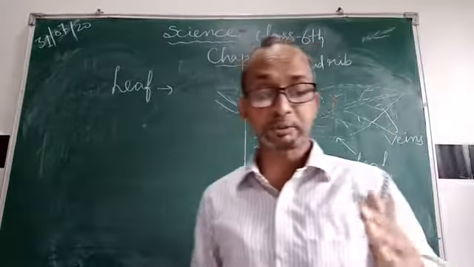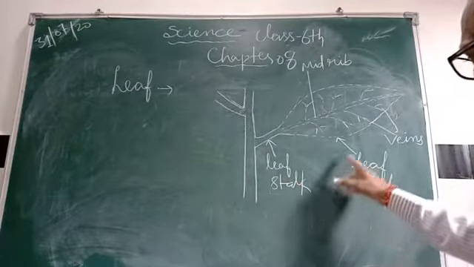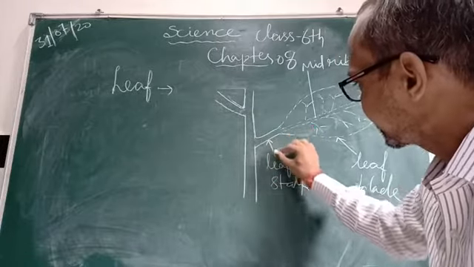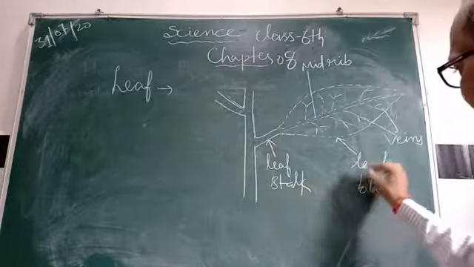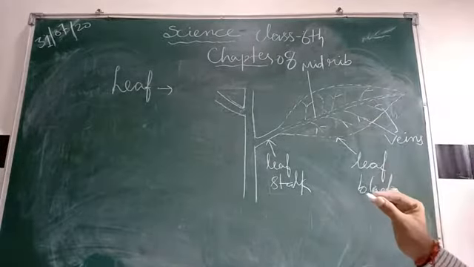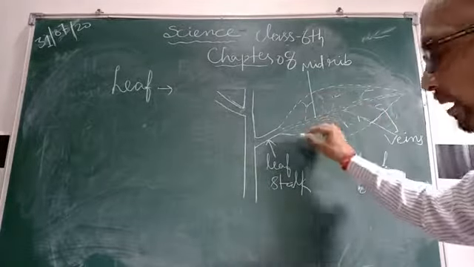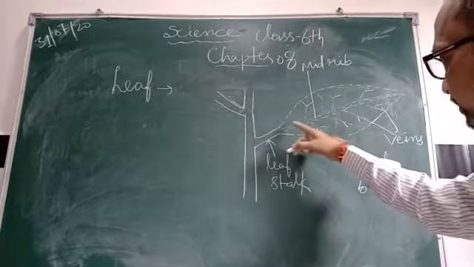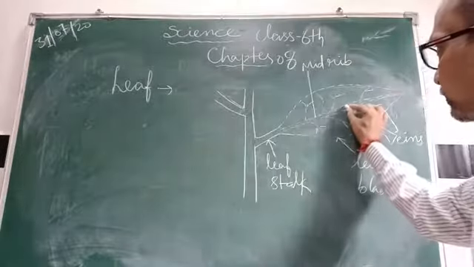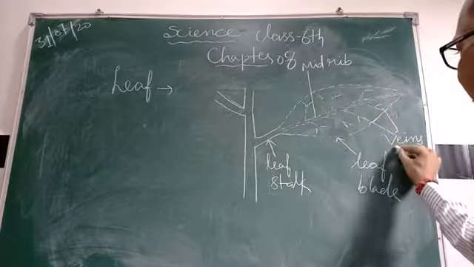So a leaf consists mainly of two parts. First, leaf stalk. Second, leaf blade. This part from the stem to here is called the leaf stalk, and this part is called the leaf blade, and this is known as the midrib. It is situated in the middle of a leaf. This is called the midrib, and from the midrib some branches go out through the leaf. These are known as the veins.